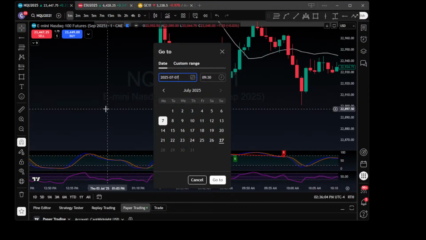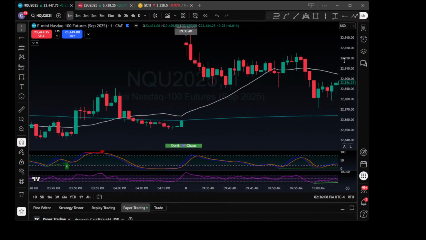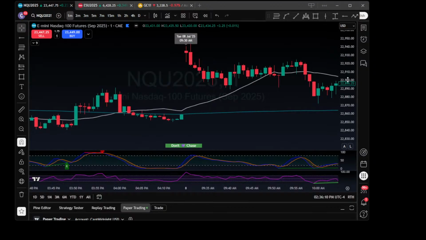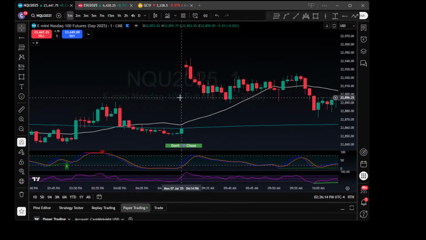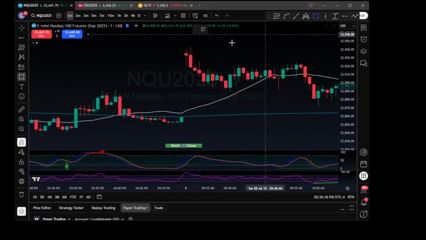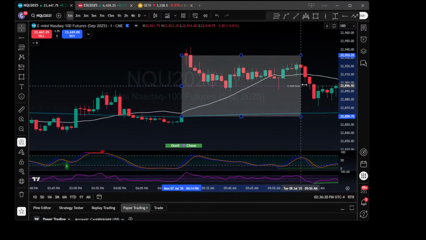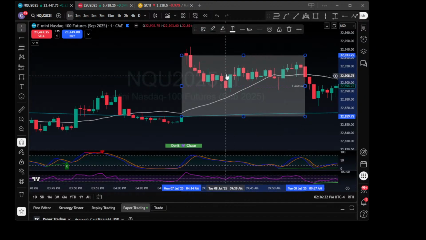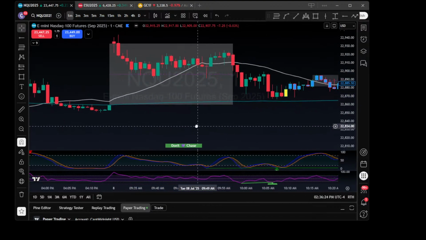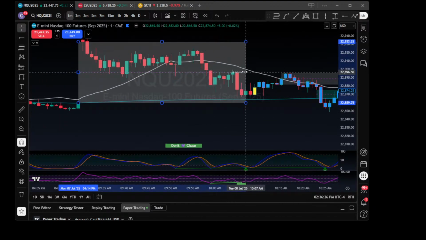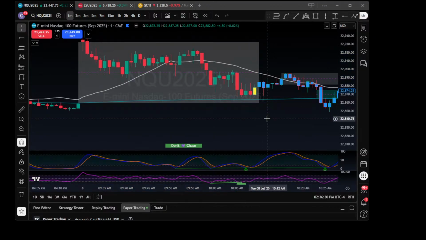Go to the 8th. These moves during the overnight were gigantic, huh? Again, chop, chop, chop. There's no trade in here.